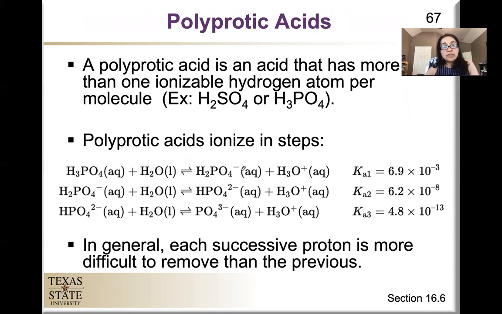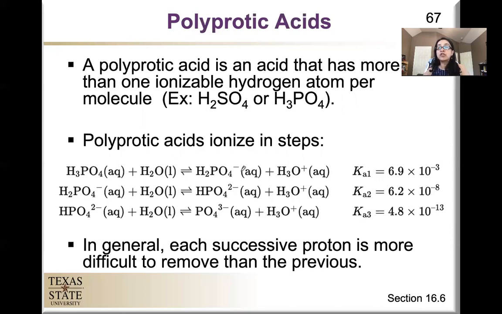The next part is talking about polyprotic acids. So a polyprotic acid is an acid that has more than one ionizable hydrogen atom per molecule. For example, something like sulfuric acid or phosphoric acid, which have 2 and 3 hydrogen ions that can be donated respectively. Each of the polyprotic acids is going to ionize in individual steps.